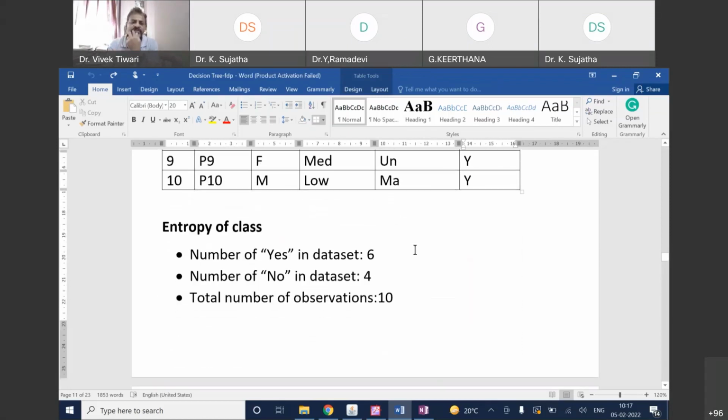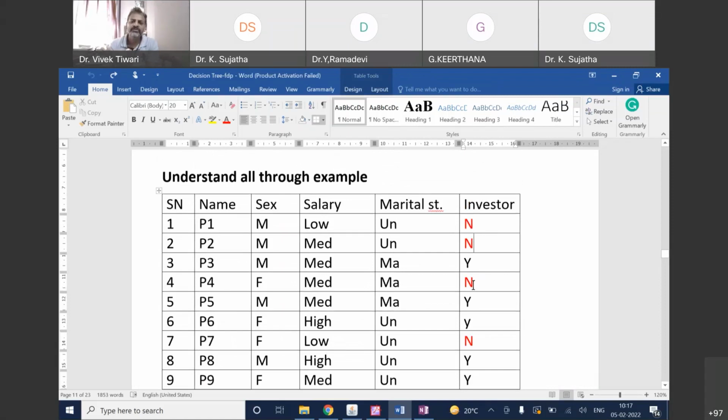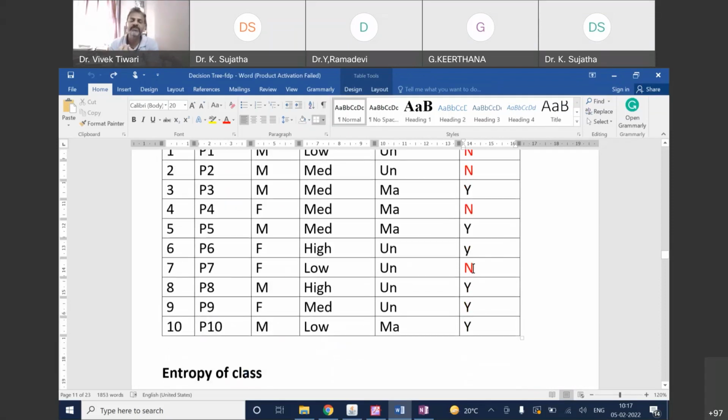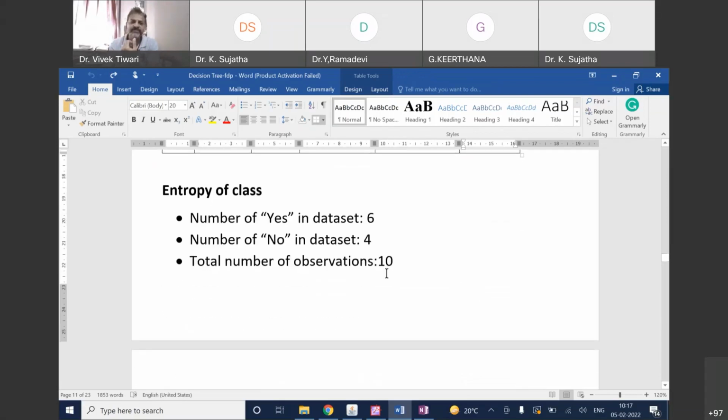So what happens first? We have to calculate the entropy of the class. Total number of observations: 4 observations are in the negative class, and the remaining 6 observations are in the positive class. So 6 are yes, 4 are no. Total number of observations is 10.